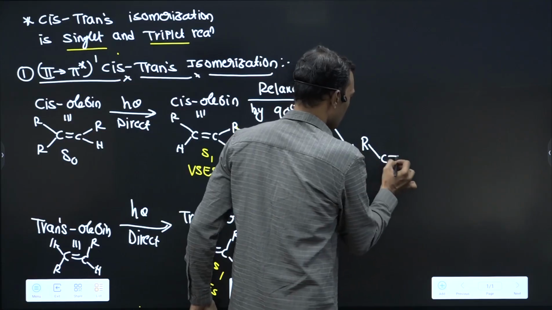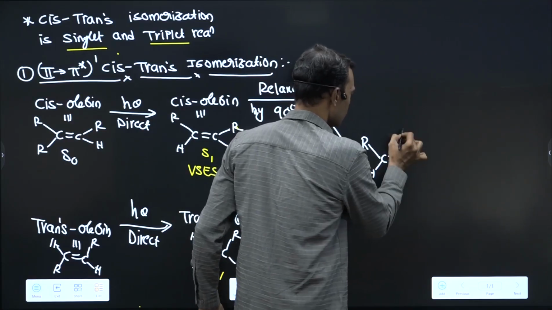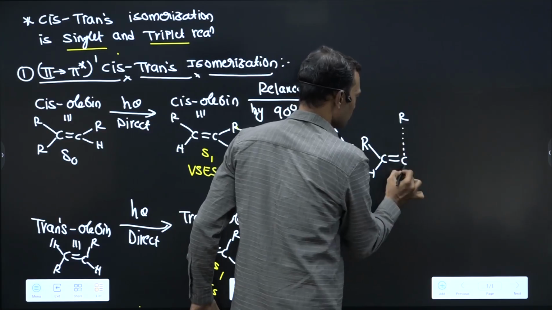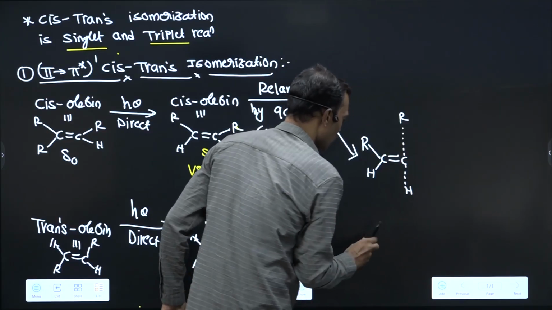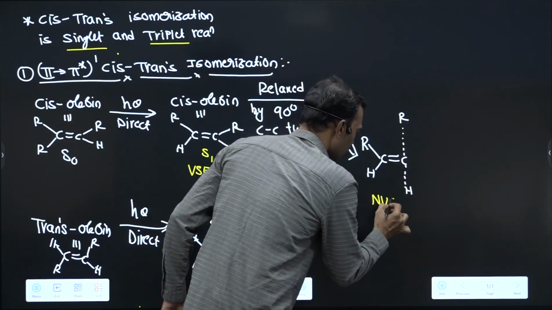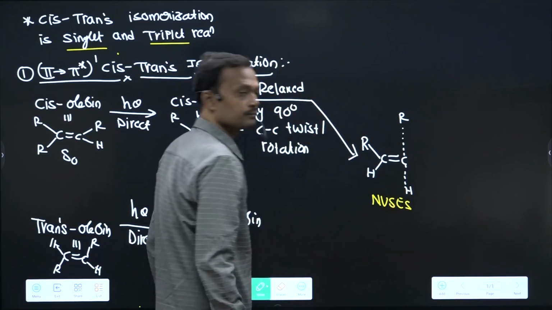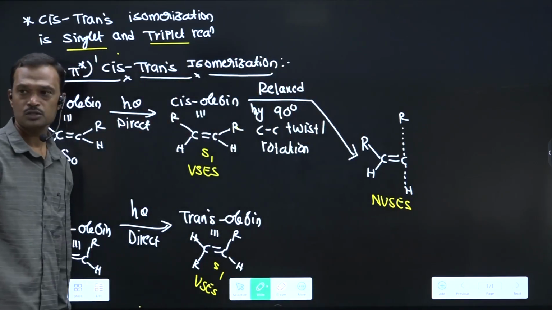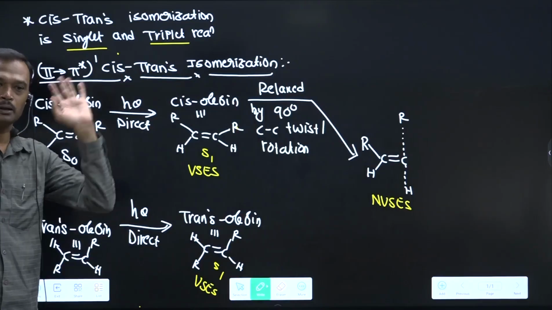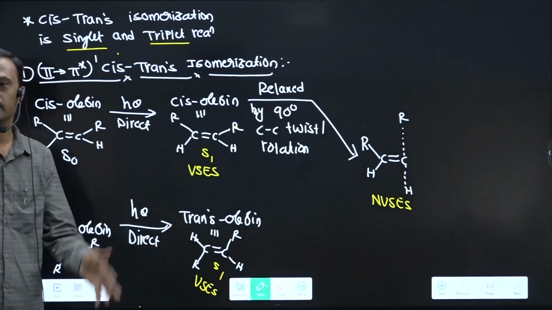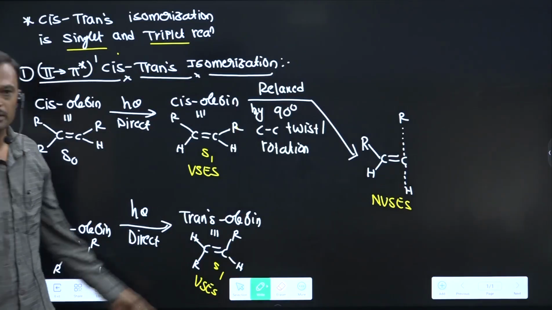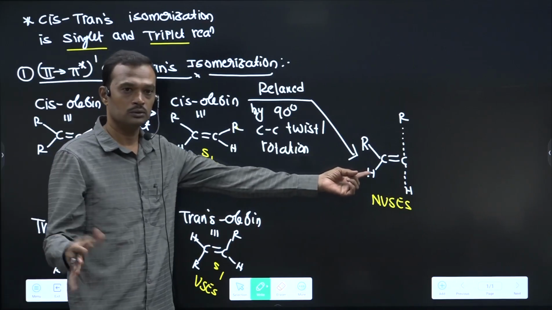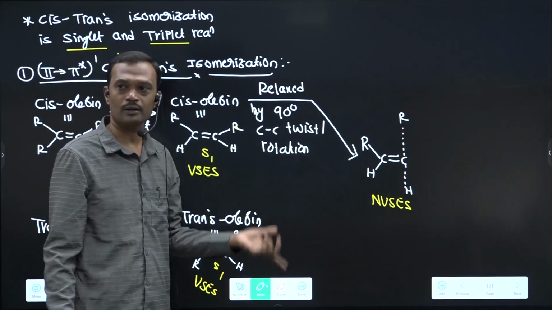So this particular molecule reaches this state, and I am going to write it like this. This is R, carbon-carbon double bond, and this is H. This is R, and here it is H. So this is called the non-vertical singlet excited state. Memory lost state. Stereochemistry inverted. They lose memory completely. They don't know where they came from. They don't know whether they came from cis or trans.